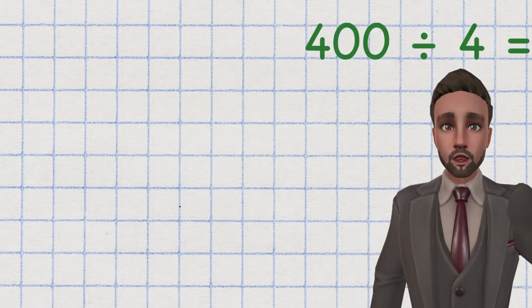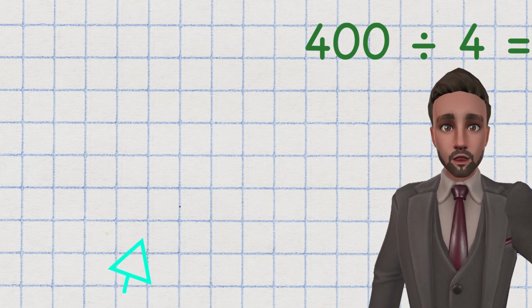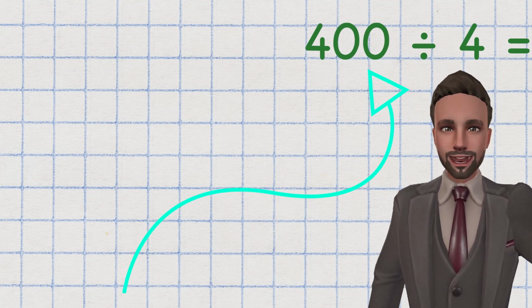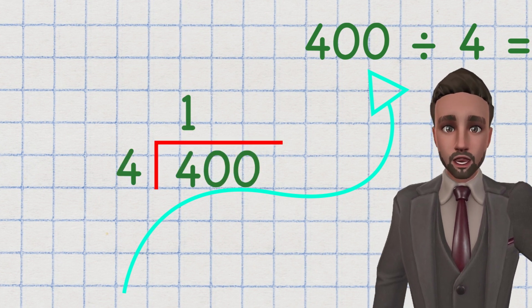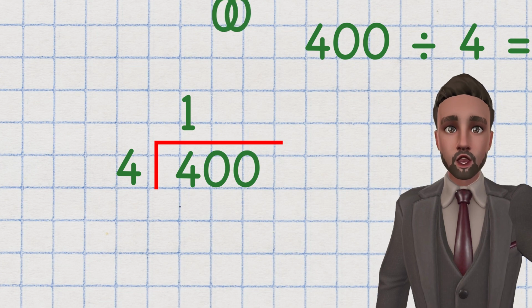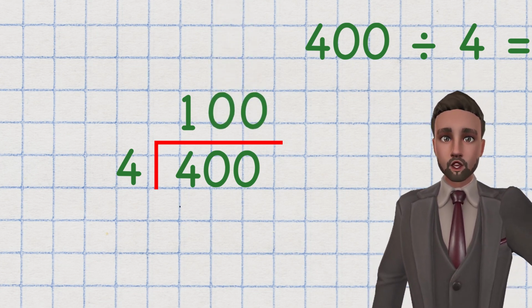One last very important piece of information. When you come across the digit 0 in a question, can you make any groups with 0? No, you can't. So you put 0 above in your answer line. You must put the 0. You don't just ignore it, you must put the 0.